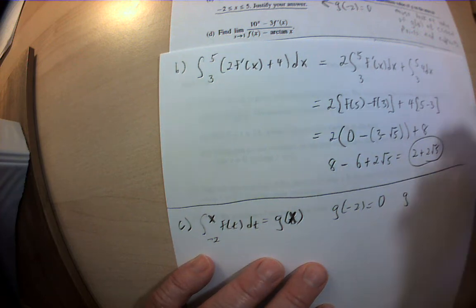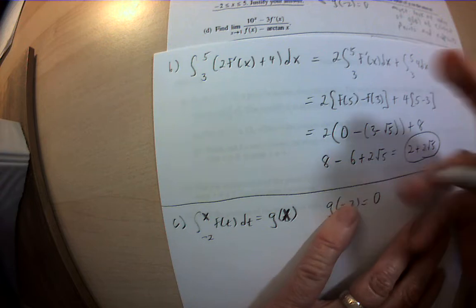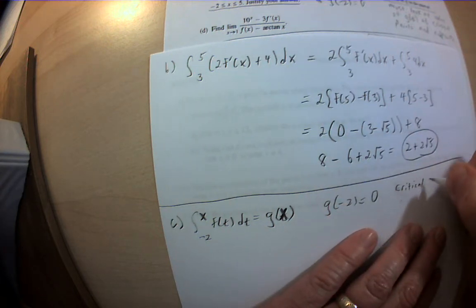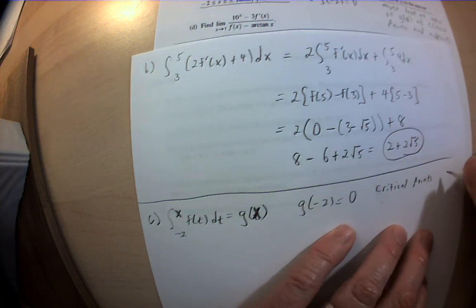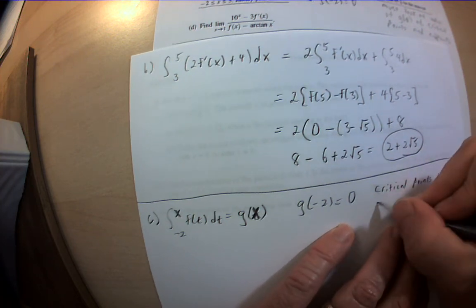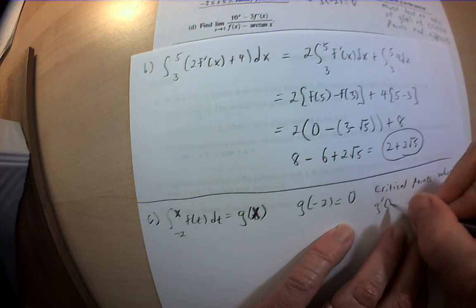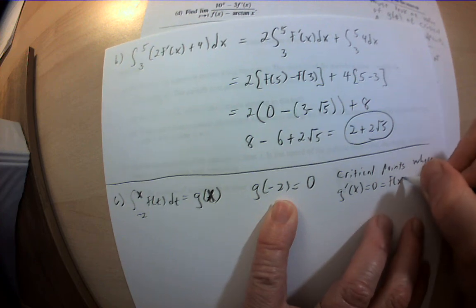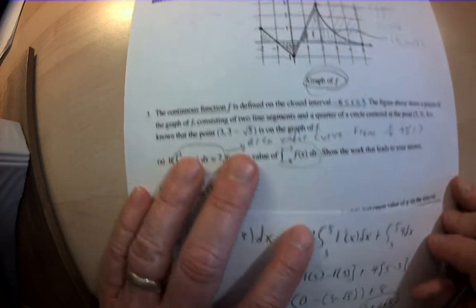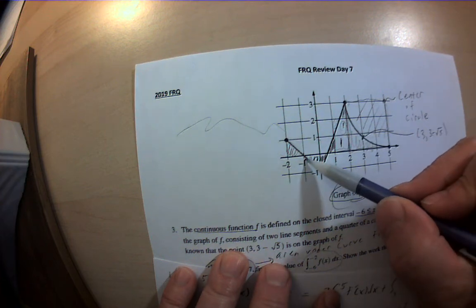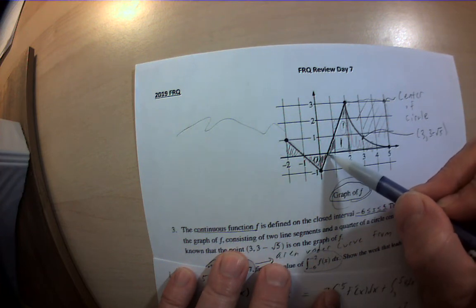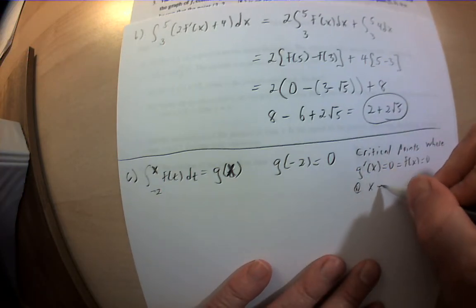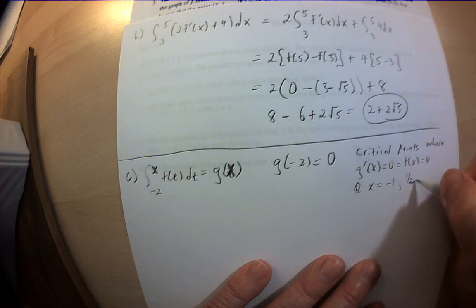And I need the critical points, points where g prime of x equals 0. So it's asking me where f of x equals 0. If I look at the graph, that's at -1.5. So at x equals -1.5.